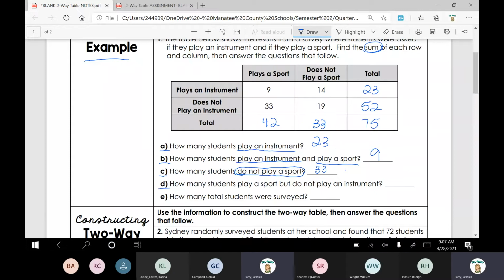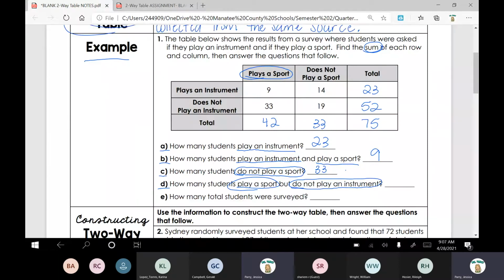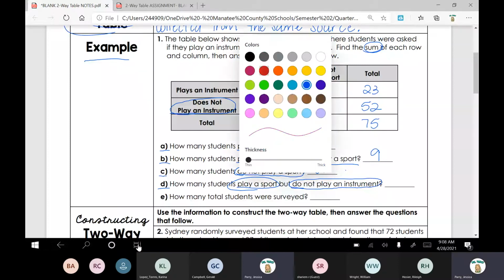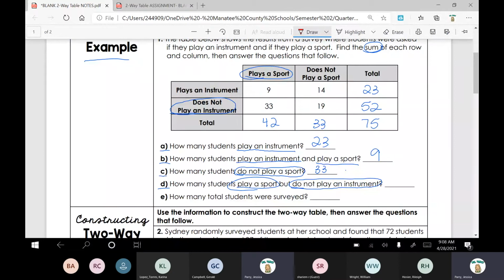Next question, D. How many students play a sport but do not play an instrument? So we're looking at play a sport and do not play an instrument. So does not play an instrument. So just like the multiplication chart, you would drag your fingers across. Where do we meet? What would be the answer for that question? How many students play a sport but do not play an instrument? What's my answer for that? Let's see, I see 33. Lots of you guys saying 33.